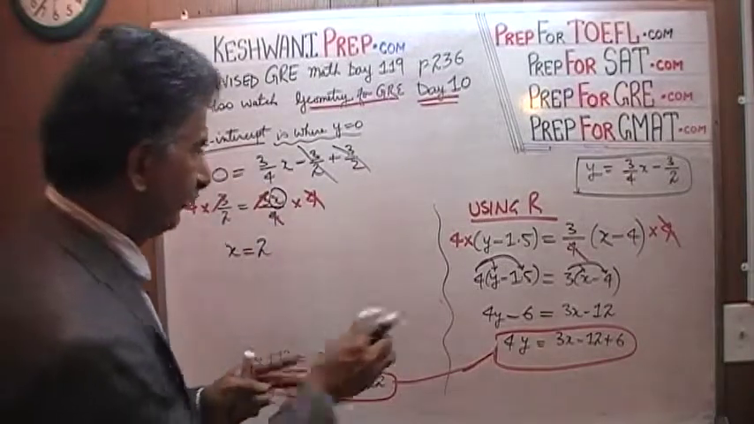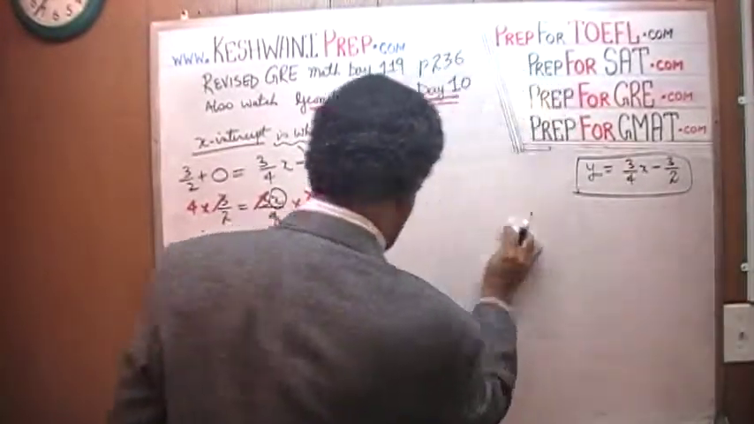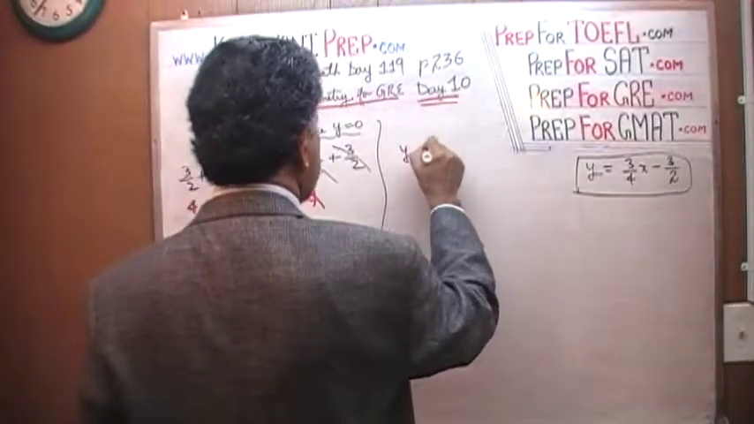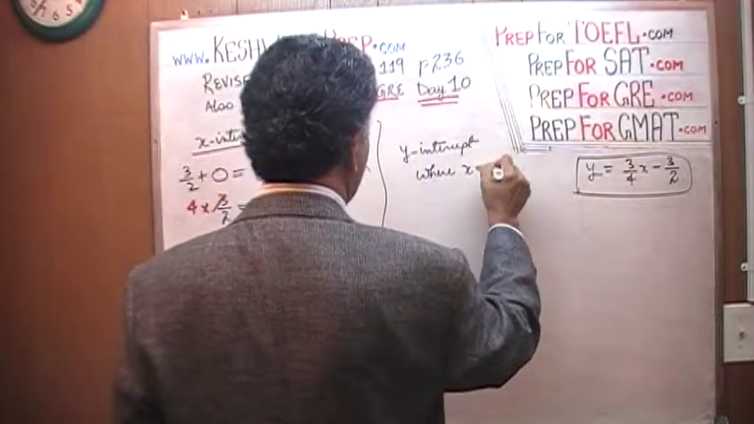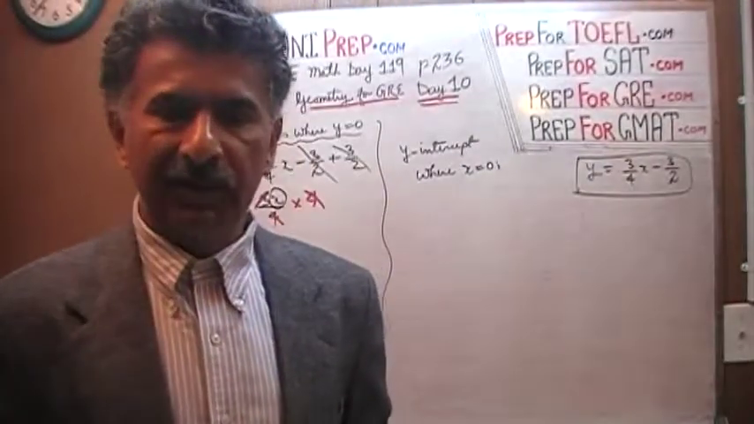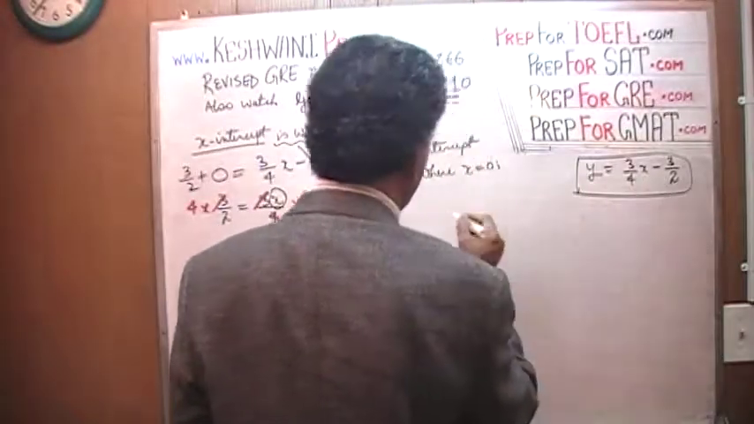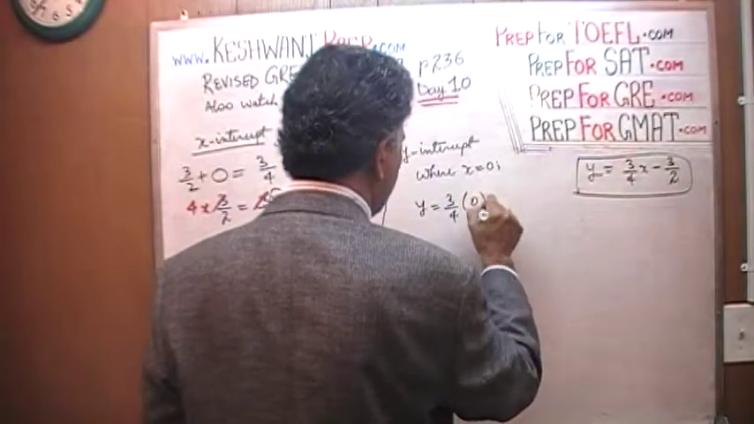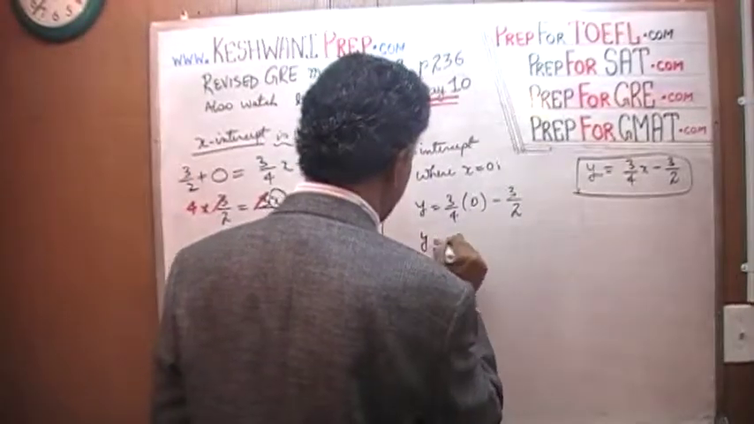Now let's find the y-intercept. Let's do it here for y-intercept. Y-intercept is where x equals 0. Y-intercept means the point where the line crosses the y-axis. For the point where the line crosses the y-axis, x is 0, which is very easy in here. All we have to do is plug in 0 here and we find it. Our y equals 3 over 4x, which is 0, minus 3 over 2. Well, 0 times anything is 0, so it's just y equals negative 3 halves.